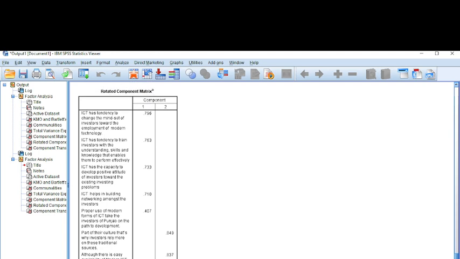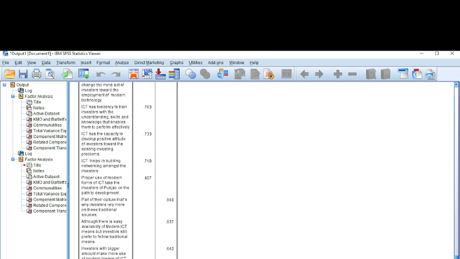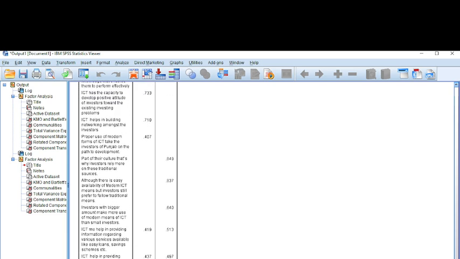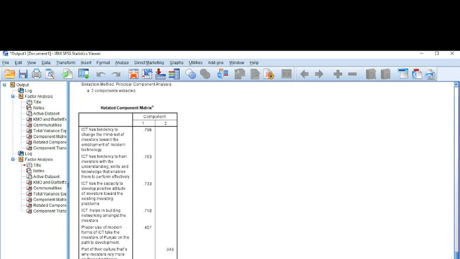Now in my next video I shall tell you how to name these factors, which nobody tells you about. I'll be covering the naming of the factors in my next video. The component transformation matrix is not included in the analysis portion, so that is not important.